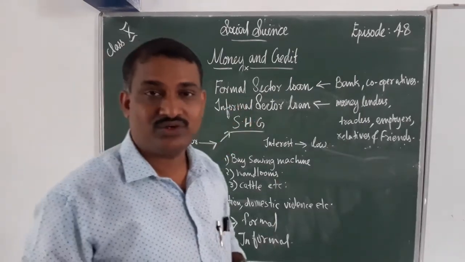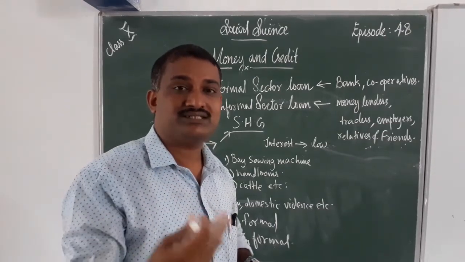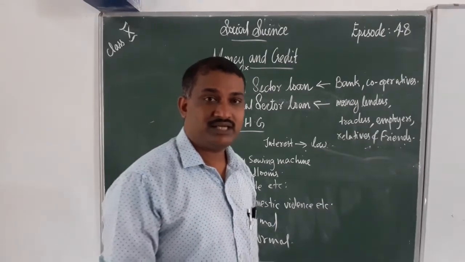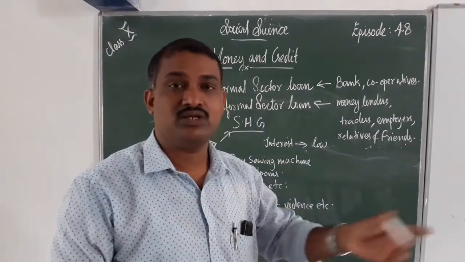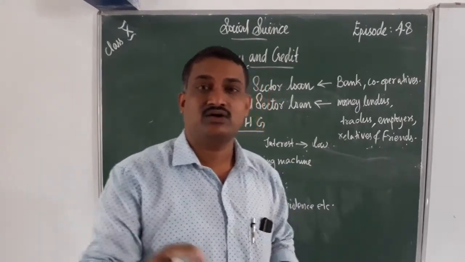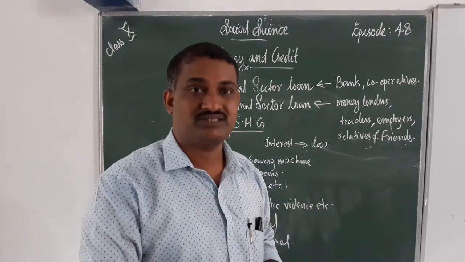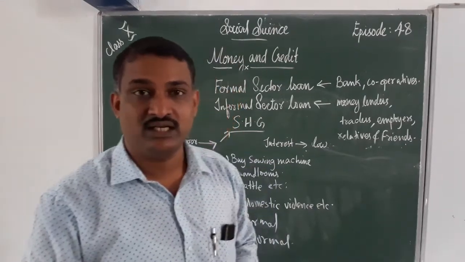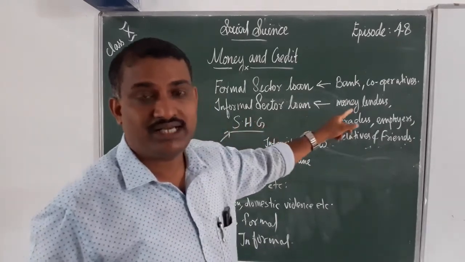Informal sector loan. Why? These poor people can't produce the asset. They can't show their security to the bank, such as land records or anything like that. Sometimes they may have land, but they are in need of money. All of a sudden, they will approach the money lenders.